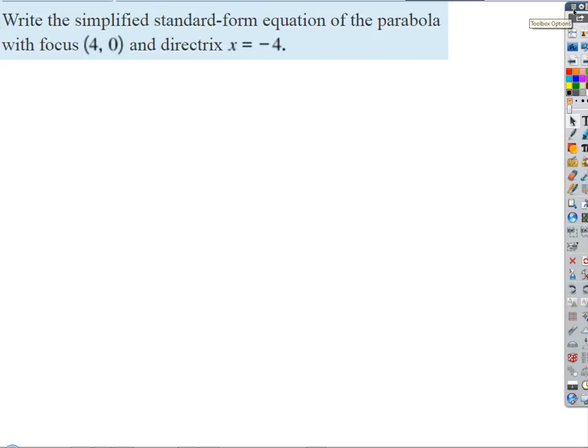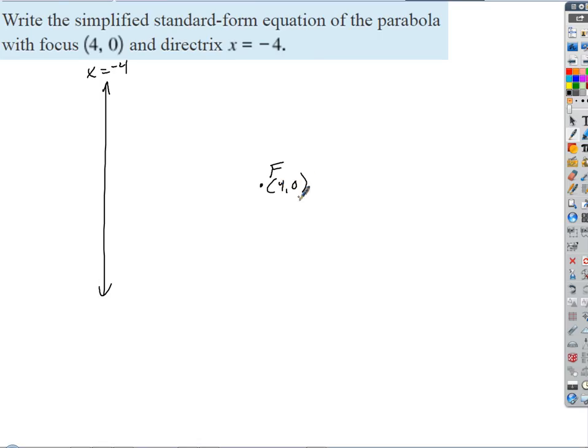Okay, so the directrix is the line x equals -4. That's going to be a vertical line because it cuts through the x-axis at -4. So there's the directrix, and the focus is at (4, 0). Because the x value of the focus is 4 and the x value of the directrix is -4, the focus is going to be to the right of the directrix. So here's the focus. Put F for focus, and the coordinates are (4, 0).